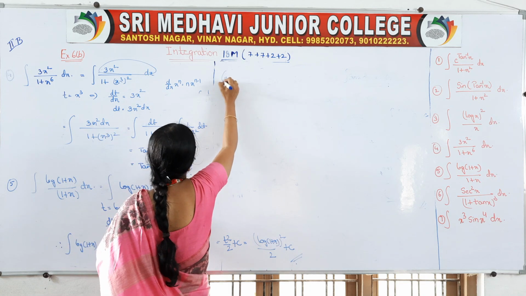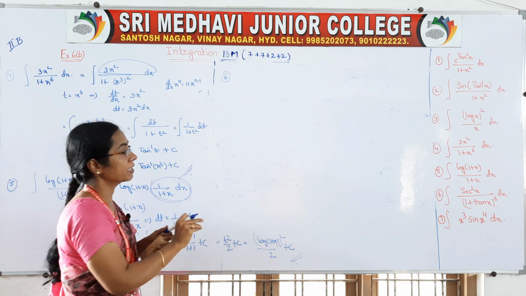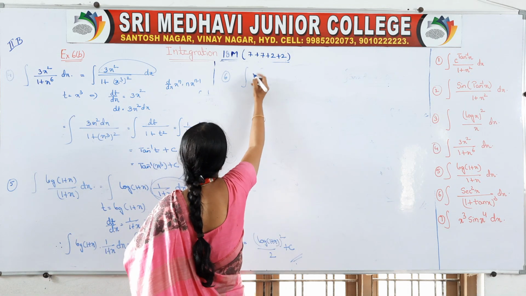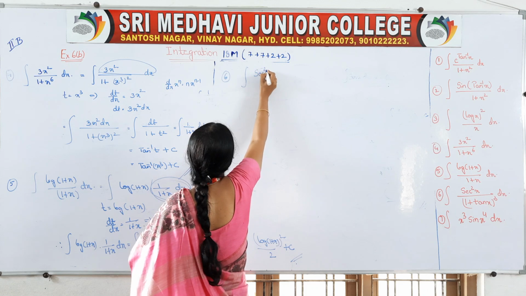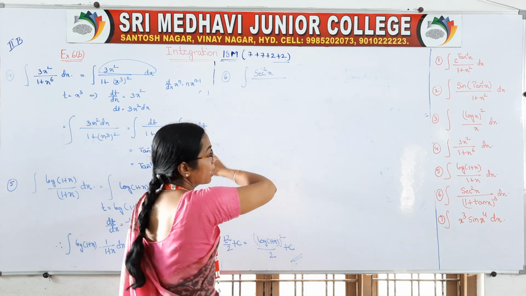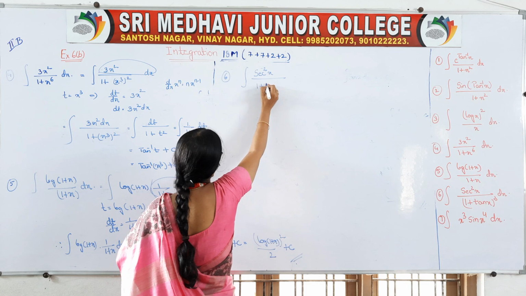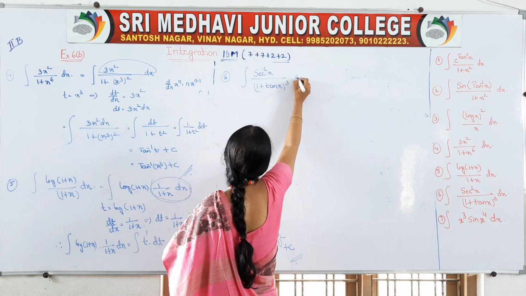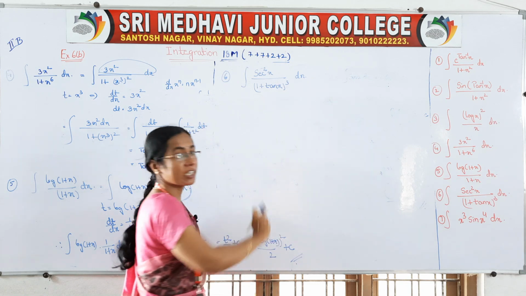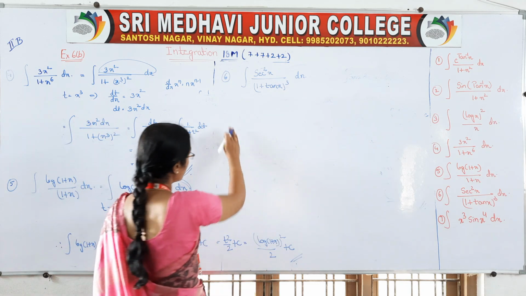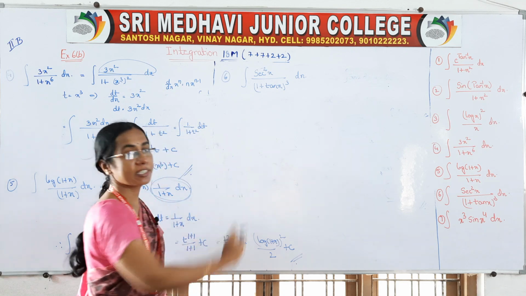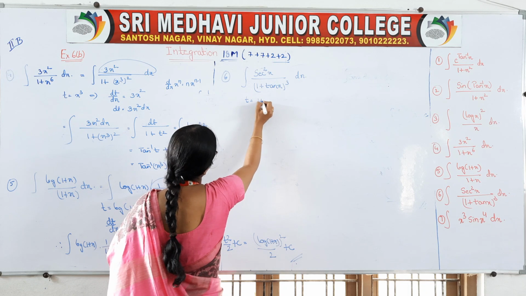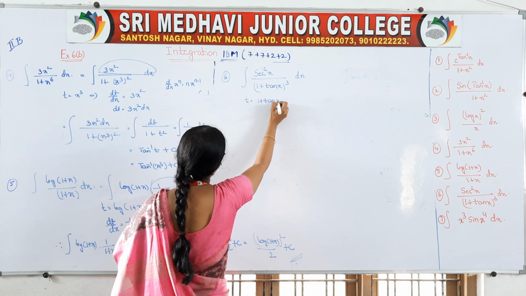So come to your sixth question. What is your sixth question? Integral of secant square x by (1 plus tan x) whole cube into dx. This has the highest power, and you know it very well, d by dx of tan x is secant square x. So come on, take t is equal to 1 plus tan x.